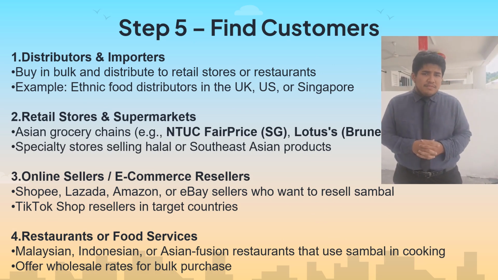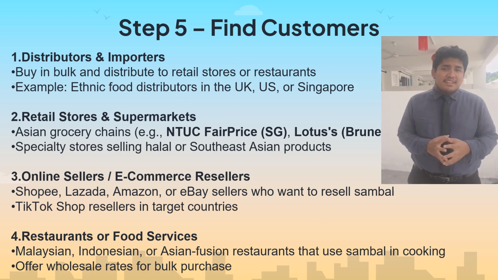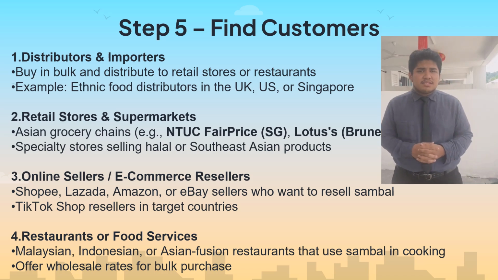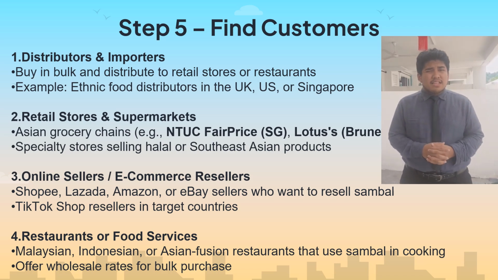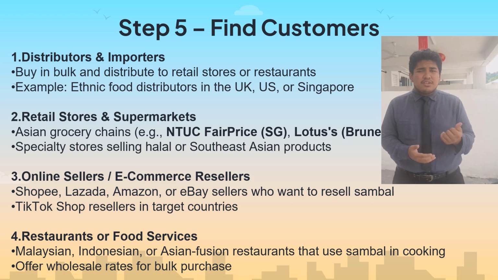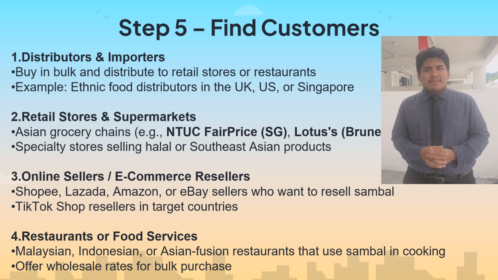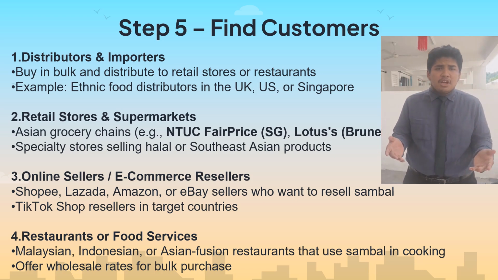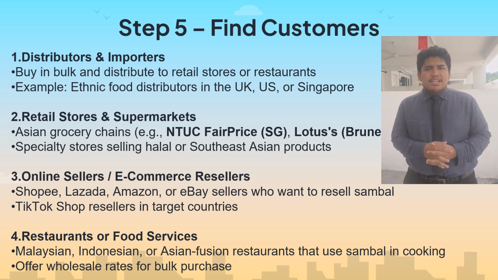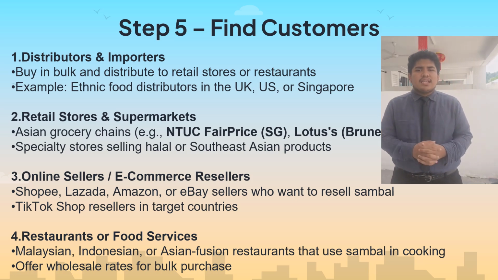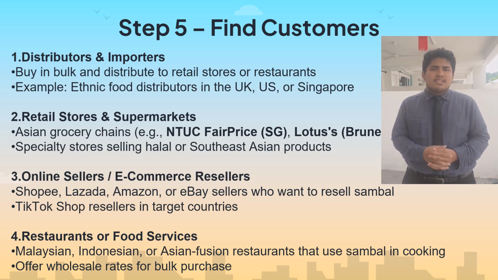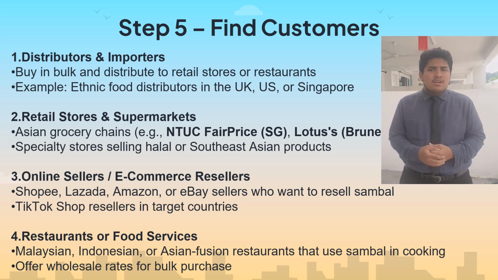Now, step 5, find customers. Now on to step 5, which is to find the right customers. We start with distributors and importers who buy in bulk and sell to retailers or restaurants. An example would be an ethnic food distributor in the UK, US, or Singapore. Next, we target retail stores and supermarkets, especially ASEAN grocery chains like NTUC FairPrice in Singapore, Lotus in Brunei, or H Mart in the US.